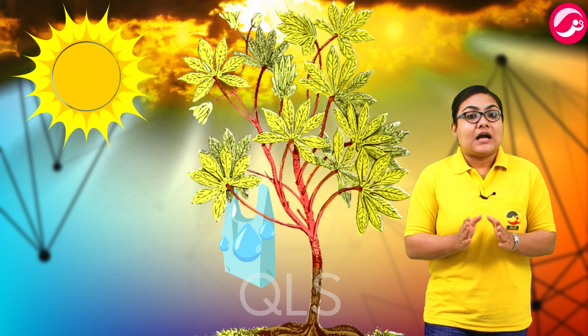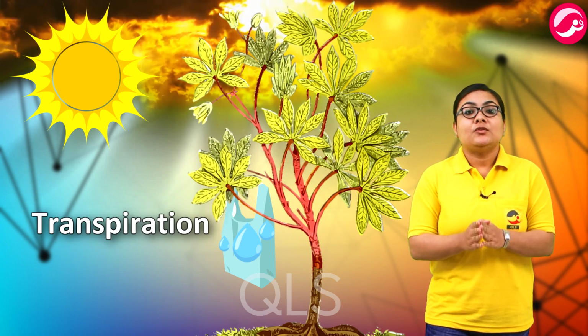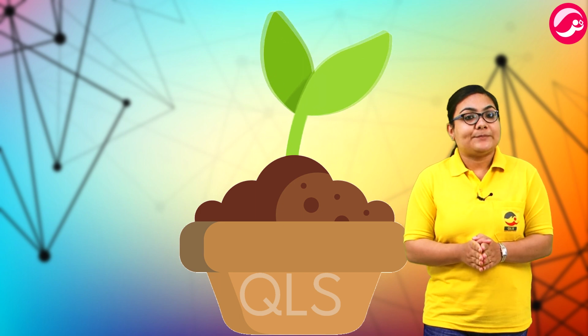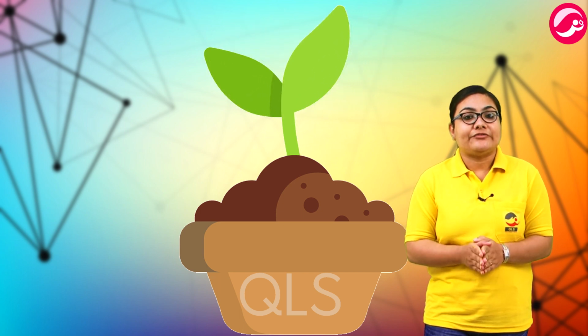Now remember, perform this activity during the day in the presence of sunlight. After a few hours, observe the inner surface of the bag. What do you see? Are there any droplets of water in the bag? Water comes out of the leaves in the form of vapor by a process known as transpiration. Plants release a lot of water into the air through this process. Apart from transpiration, leaves also perform other functions.